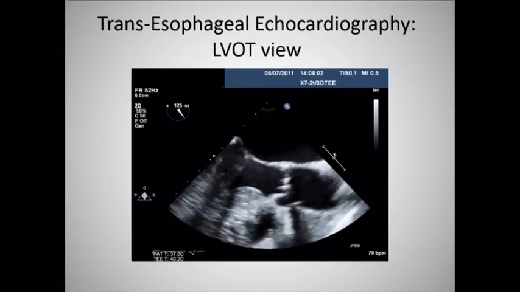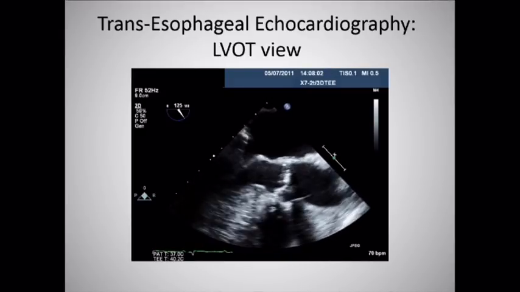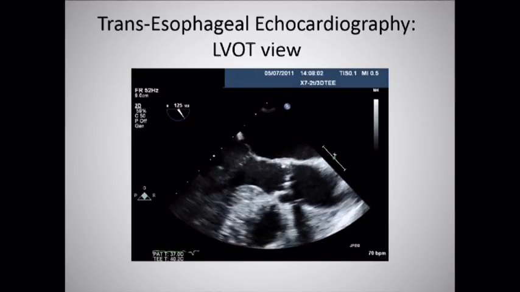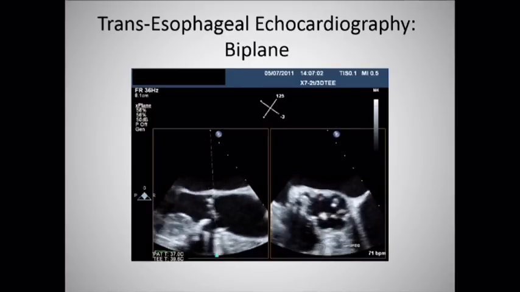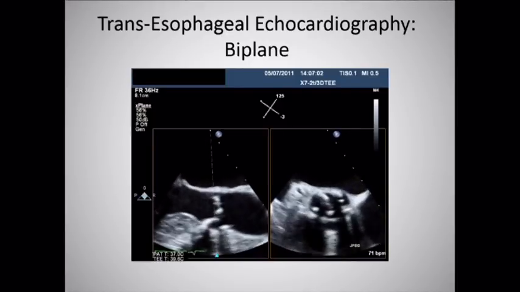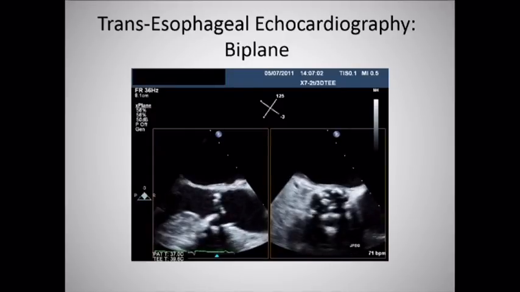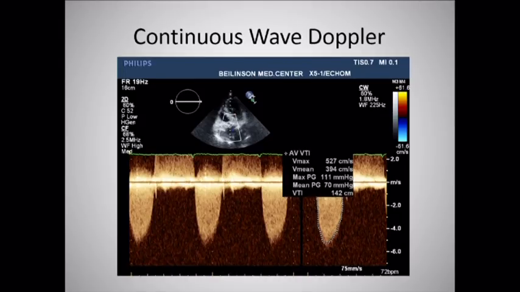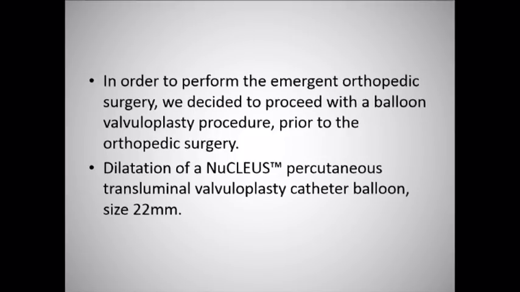As you can see in this echo, the LVOT from the transesophageal echo, you can see restricted motion of the aortic valve leaflets, severe calcification, and the biplane modality. With that information regarding the cusps, you can see a 3-cuspid morphology with severe calcification. The continuous wave Doppler would establish the severe aortic stenosis with a maximal peak gradient of 111. The mean, as was stated before, is 70 millimeters of mercury.